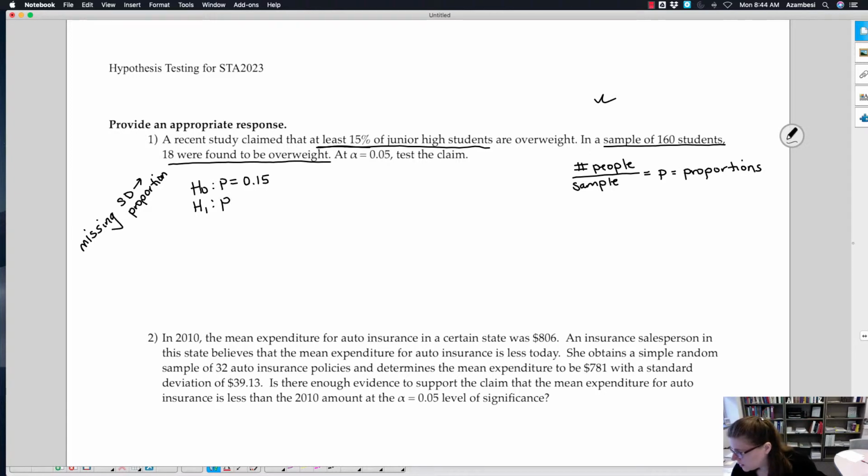Now, the alternate hypothesis, the only thing that changes is its sign, and it is whatever you're trying to test. So we want to test whether at least 15% of junior high students are overweight. So at least is that amount or greater. So P is greater than 0.15, which makes this a right-tailed test. One of the nice things about the tails is if you have an inequality sign, it points toward the tail. So this one is pointing to the right-tailed test. So our next thing that we need to do is calculate our test statistic.